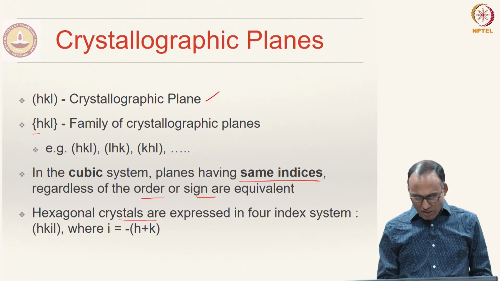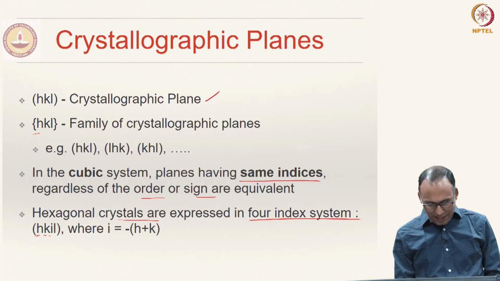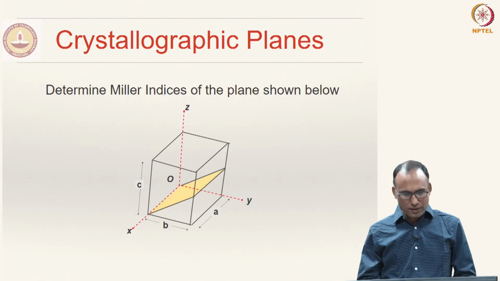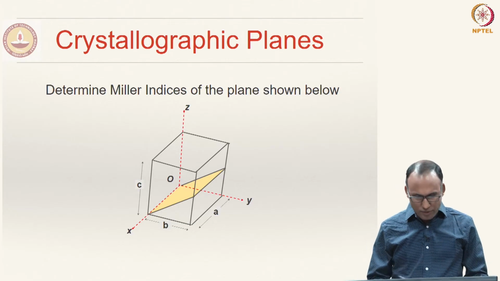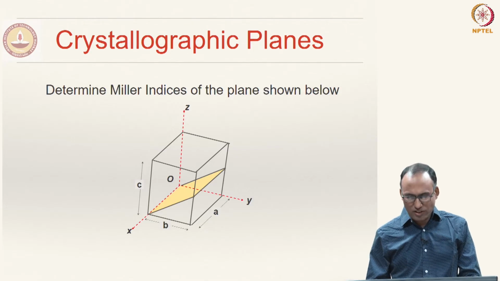Hexagonal crystals are expressed in a 4 index system, wherein they are represented as H, K, I, L, where I is equal to the negative of H plus K. Alright, so now let us look at this particular system and try to see whether we can identify the Miller indices for this plane.